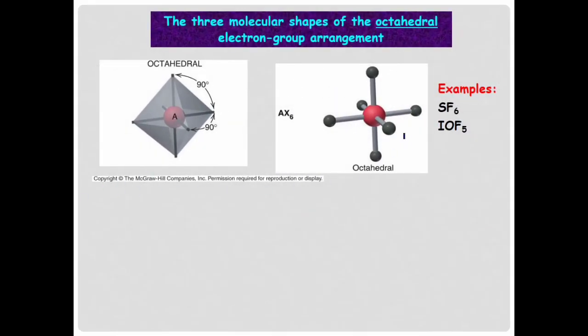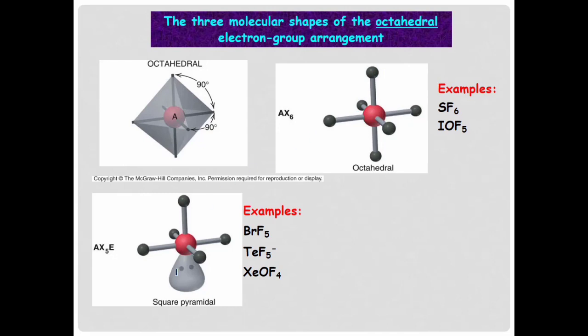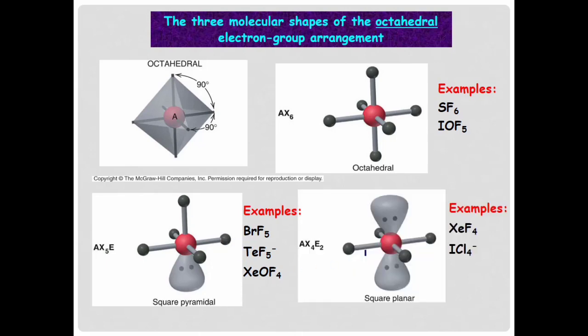Alright, the last one is octahedral. It has 6 terminal atoms. The symbol is AX6. And if we remove one of the terminal atoms, replaced by one lone pair, now it becomes square pyramidal. And the second derivative is square planar. We remove two terminal atoms and it has two lone pairs.